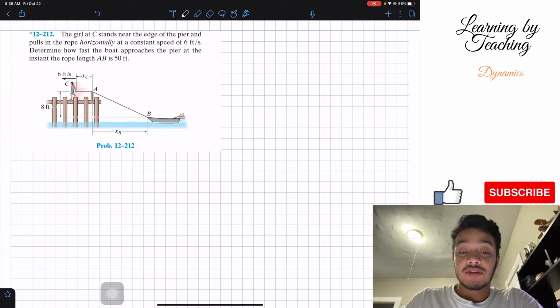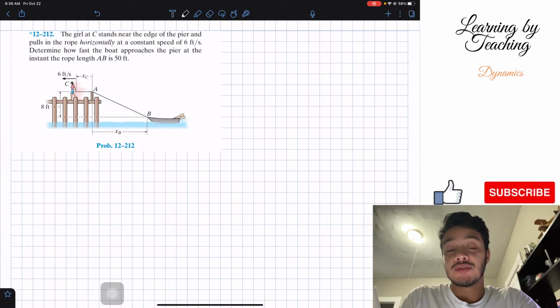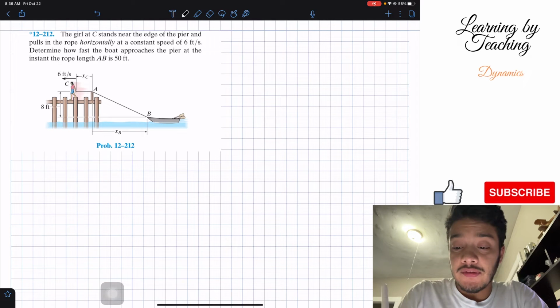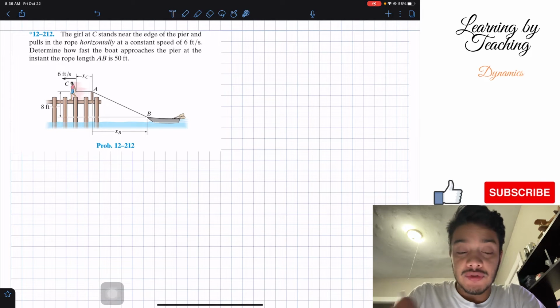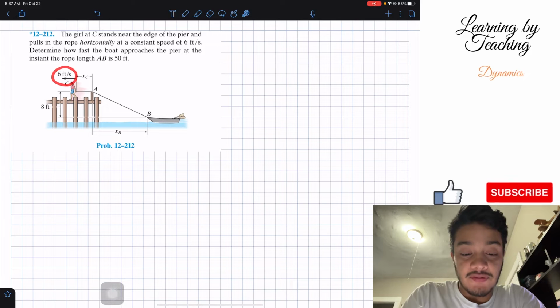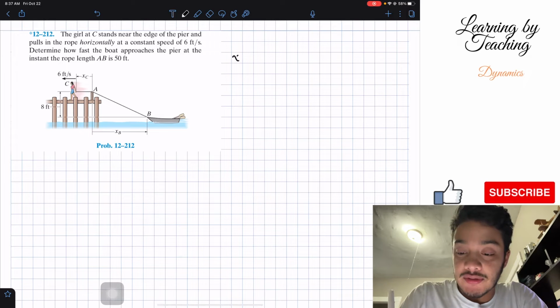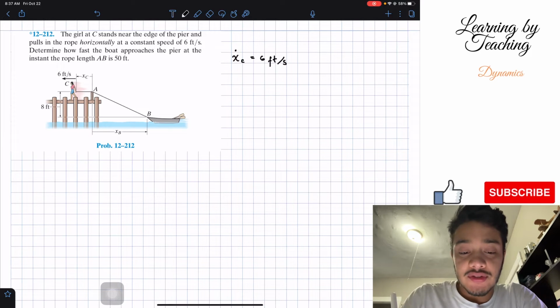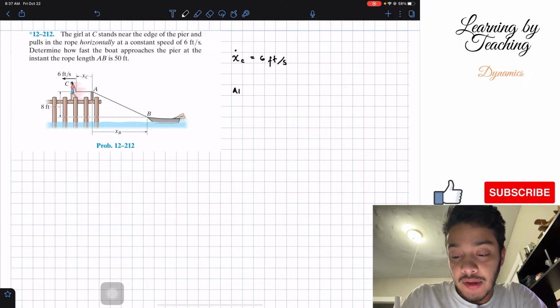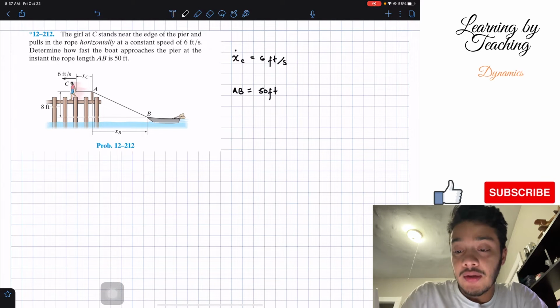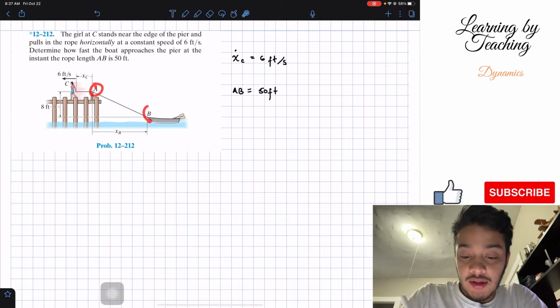In order to start this problem, let's write our givens. We're given that the speed at which she's pulling this rope is 6 feet per second, meaning that the speed of my point C is equal to 6 feet per second. And they're also giving us that the length of the rope AB, from A to B, is equal to 50 feet.